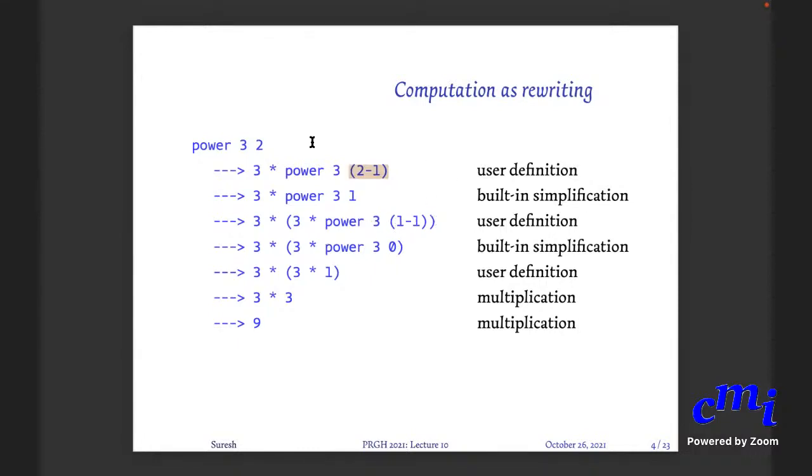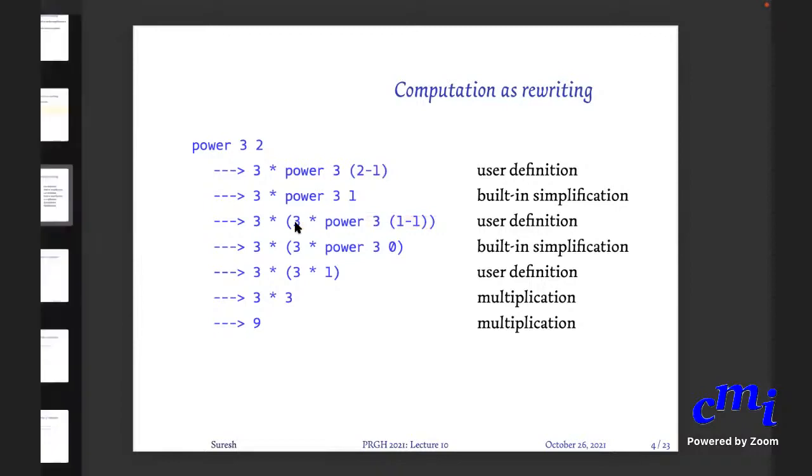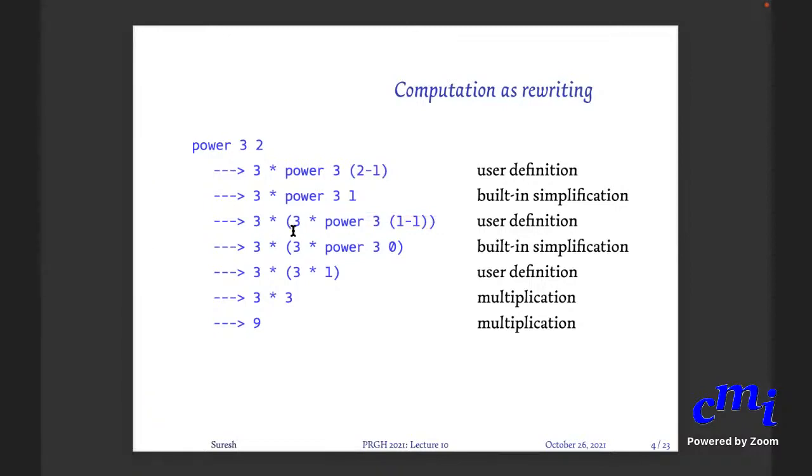Again, by the same reasoning, to do this outermost star, you have to evaluate both sides to numbers. Its left hand side, this 3, is a number, but this is an expression. So it has to evaluate it. But to evaluate power, it needs to check whether the second argument is 0 or not. So it goes and evaluates the second argument by using a built-in simplification, and then it becomes 0.